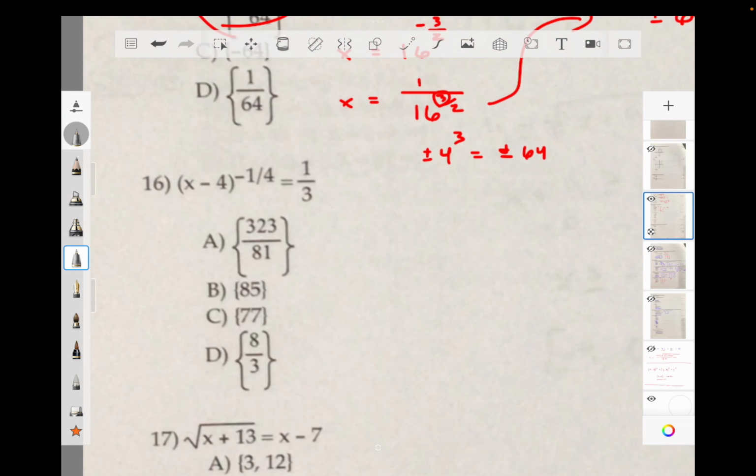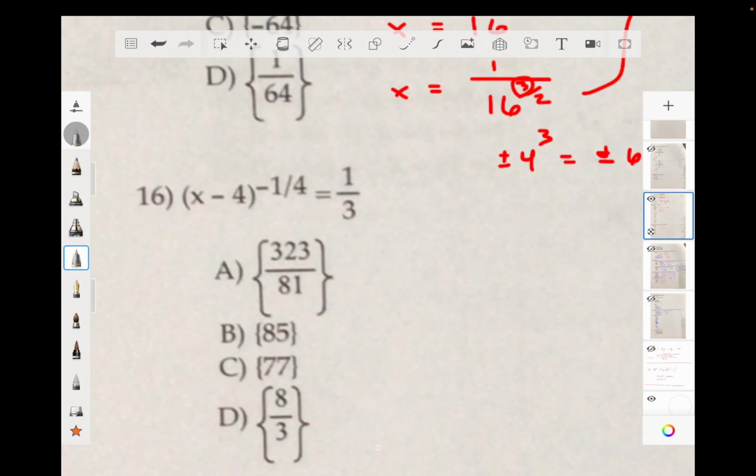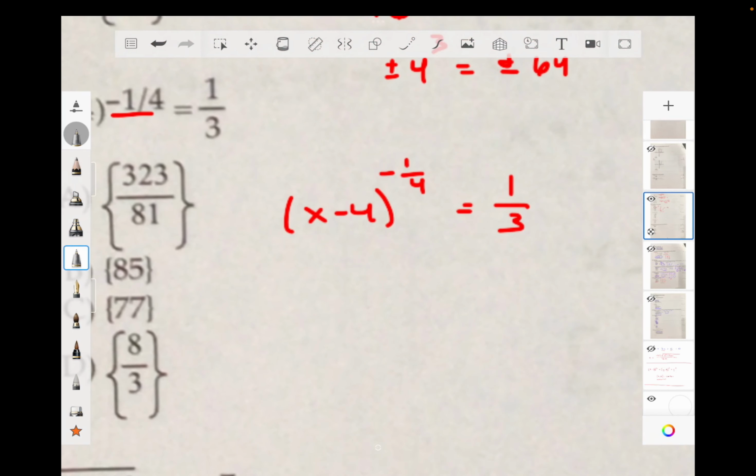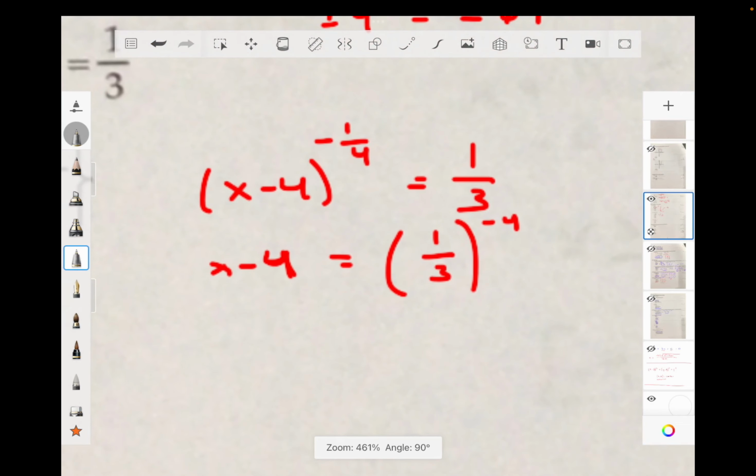X minus 4 to the negative 1/4 equals 1/3. Again, if you want to get rid of this, do the reciprocal, so you get x minus 4 equals 1/3 to the negative 4th.